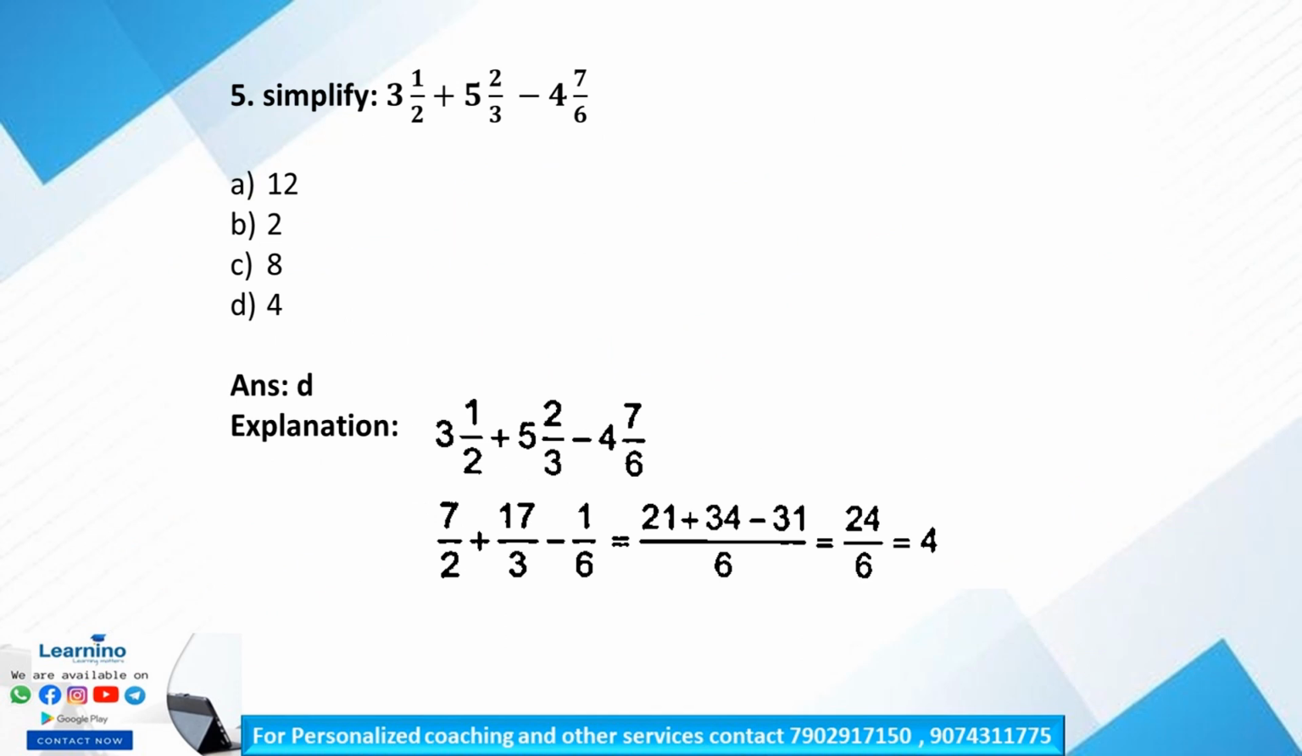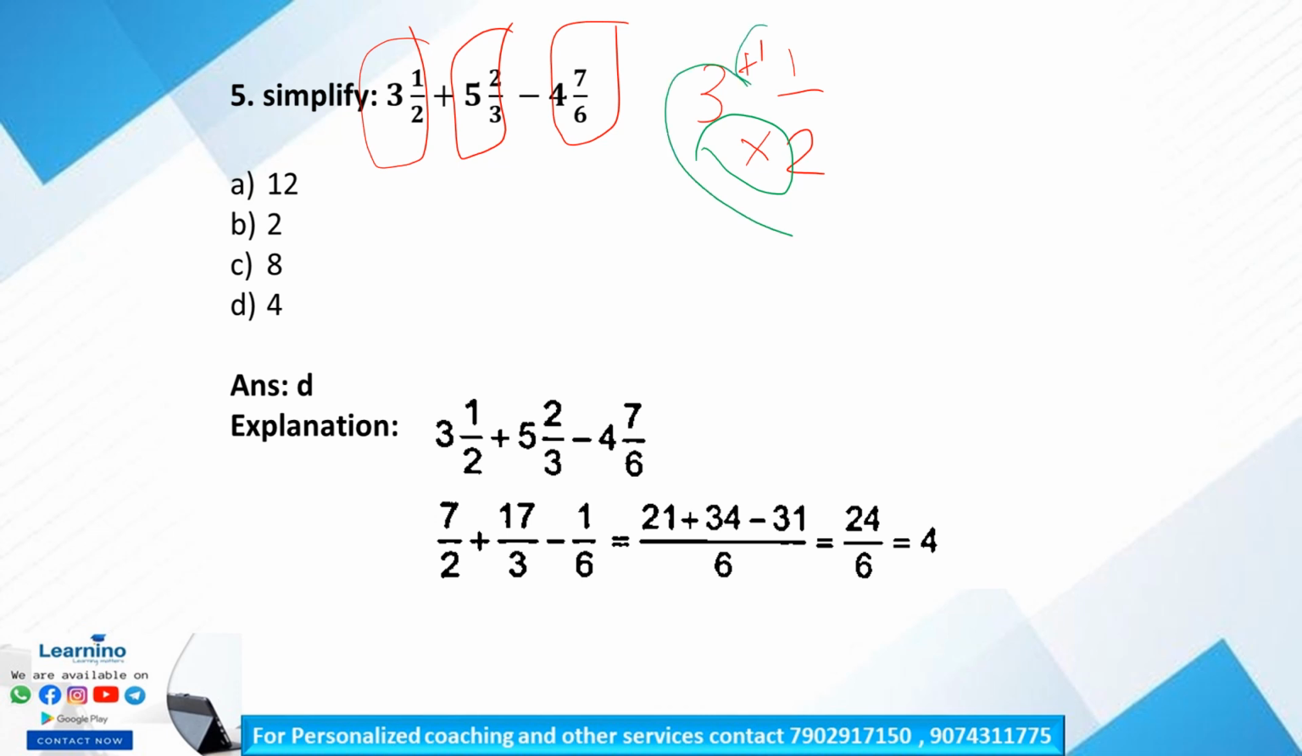Simplify 3 1 by 2 plus 5 2 by 3 minus 4 7 by 6. In order to simplify this, we have to make these into improper fractions. So what is 3 1 by 2? It is 3 into 2 plus 1. So 3 into 2 has to be done first, then plus 1. Is that clear? So 3 1 by 2 is equal to 3 into 2, 6, plus 1 is equal to 7 by 2.